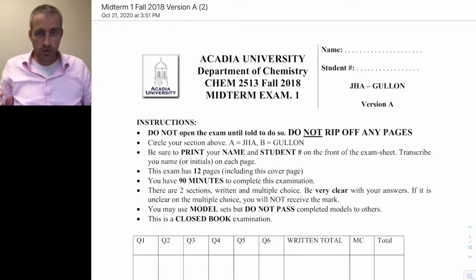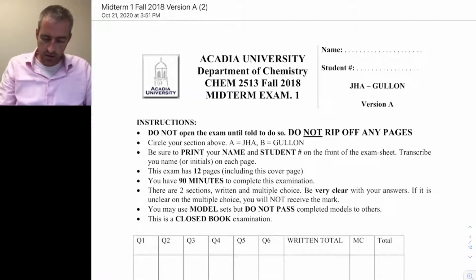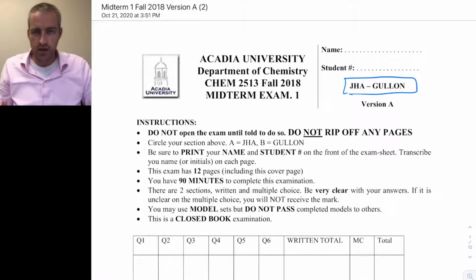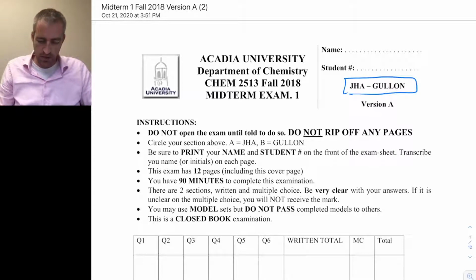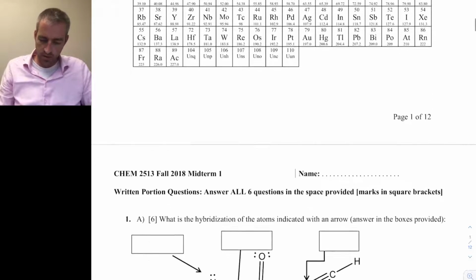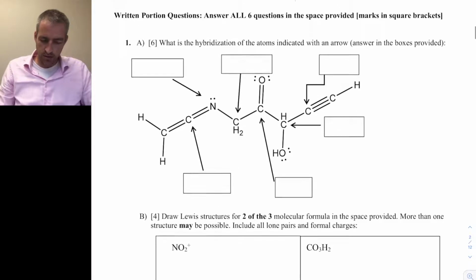Hi everyone, today we're going to do a little more practice. This is Midterm 1 from 2018, when Dr. Jaw and Terry Gullen were teaching the course. So what I'm going to do is just whip through this midterm and hopefully get it done quick.